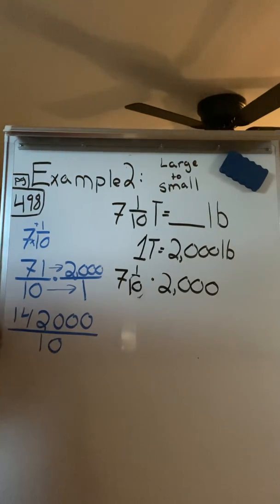Now we know this looks like a very big improper fraction, but the nice thing with this is all we have to do is cross out a 0 here.